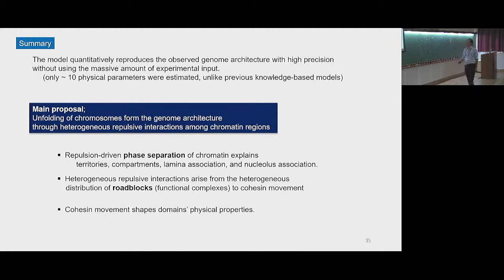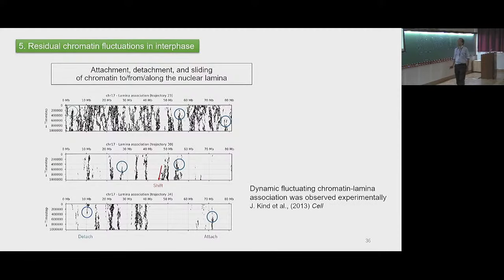And that mechanism explains the chromatin territories, compartments, lamina association, and nucleolus association. And this heterogeneous repulsive force came from the heterogeneous distribution of roadblocks to cohesive movement. So local functional difference generates this genome structure in this simulation model.